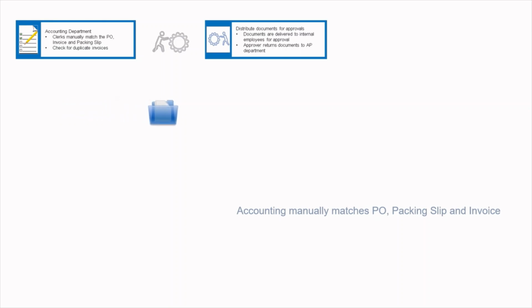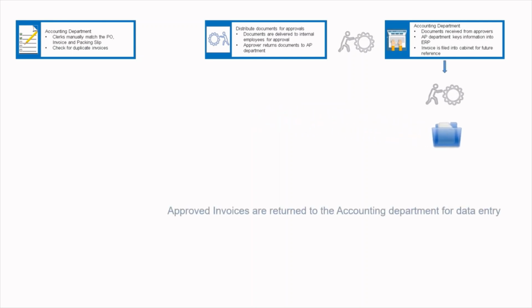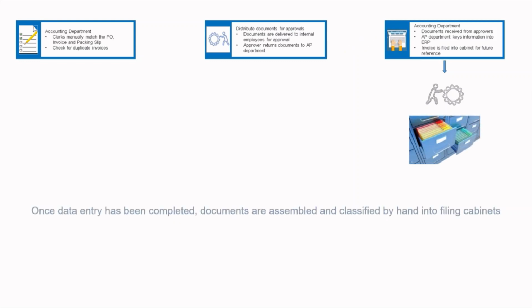When an invoice has a matching PO and packing slip, the invoice and associated documents can be sent for approval to the appropriate department or approver. When the invoice has been approved for payment, the documents are handed back to the accounting department, where the clerk can process the invoice for payment and enter the data into the ERP system. The documents are then stored in a filing cabinet for future reference.